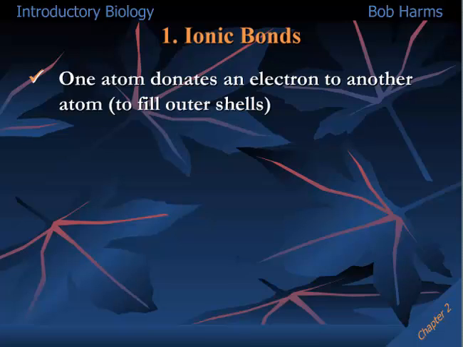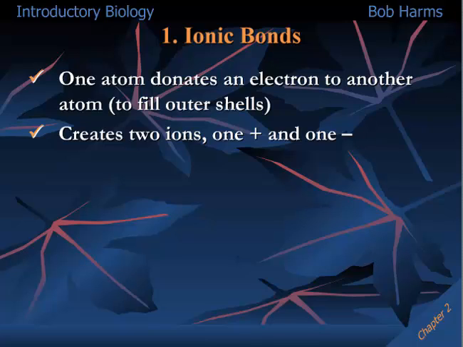Of course, if an atom loses an electron, it's going to have an electrical charge. It's going to have too many pluses. It would be a positive ion. Likewise, that atom that gains an electron now will have one extra minus, so it would be a negative ion. And so as we see this electron being shuffled around, it's going to create these two oppositely charged ions, a positive and a negative.